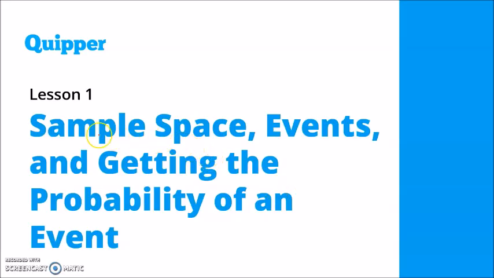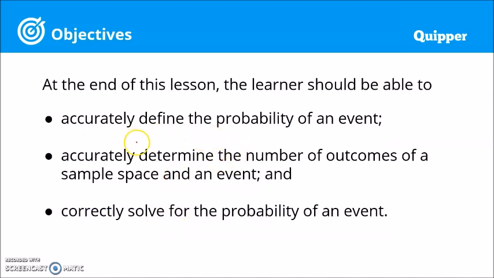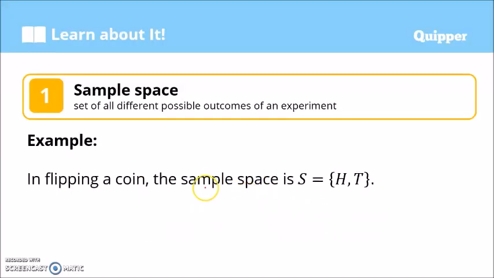Hi, in this video we are going to talk about sample space, events, and getting the probability of an event. At the end of this lesson, you should be able to accurately define the probability of an event, accurately determine the number of outcomes of a sample space and an event, and correctly solve for the probability of an event.